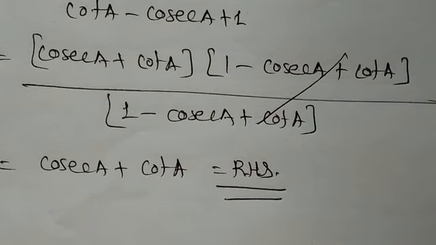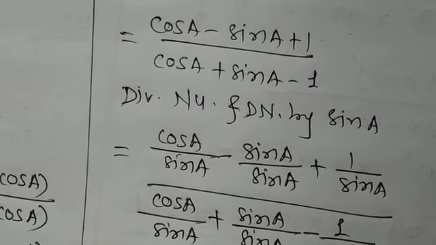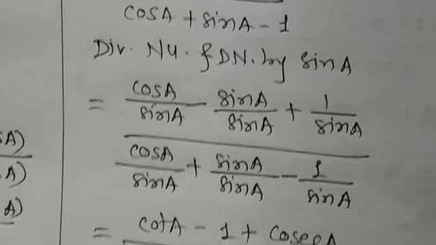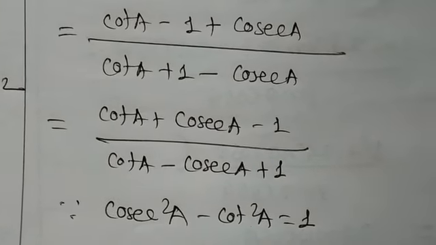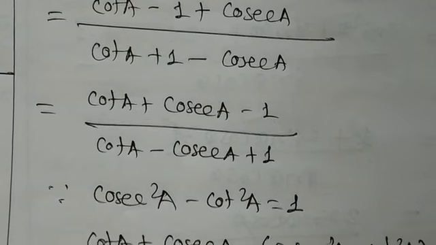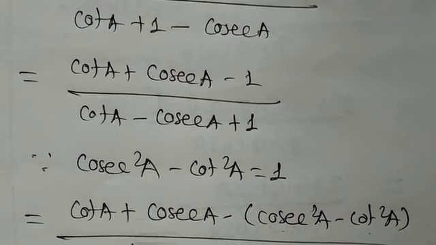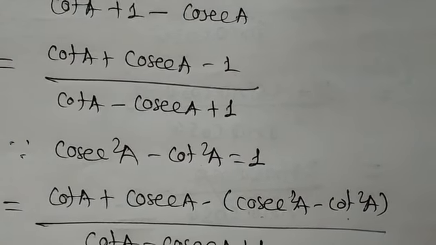The hint given is to convert in terms of sin, cosec and cot. So we convert all the numerator and denominator in terms of cosec and cot. Divide each term by sin. Then when we get sin, convert 1 in terms of cosec square minus cot square A. Then solve as an algebraic identity, x square minus y square.